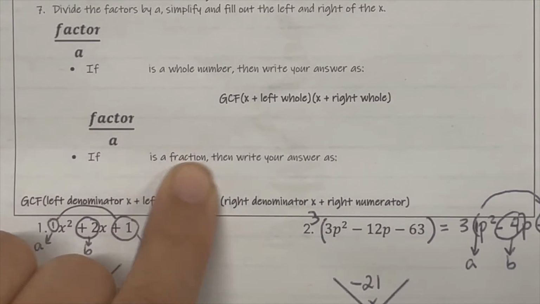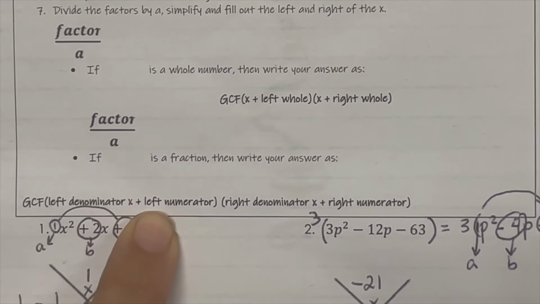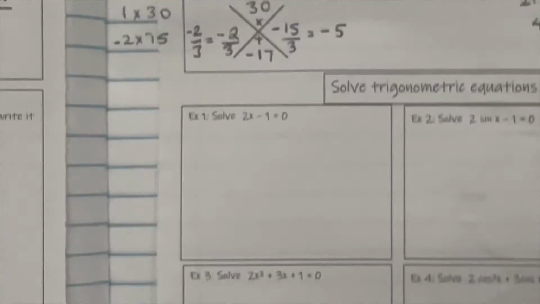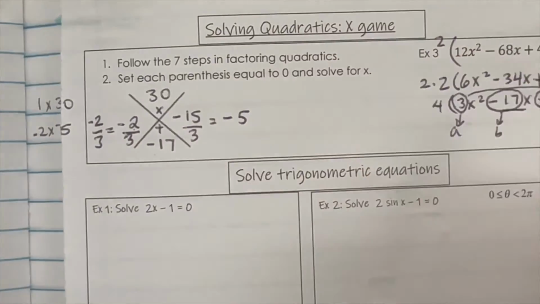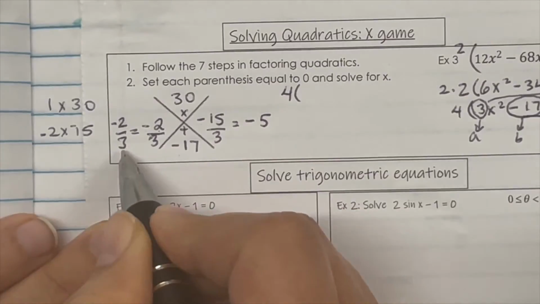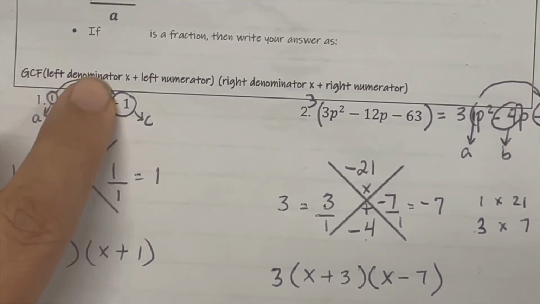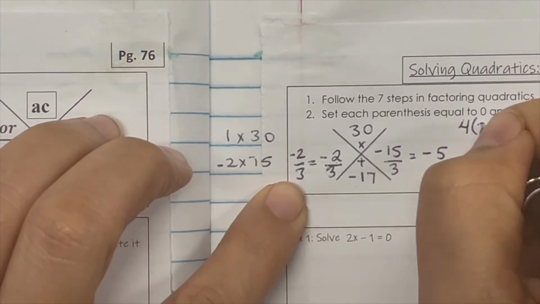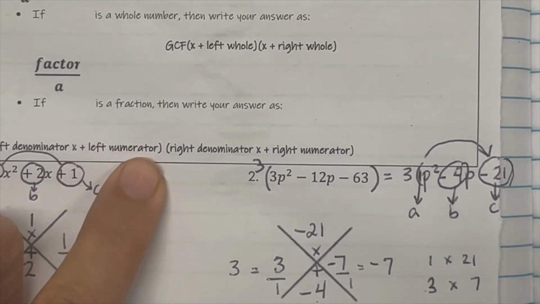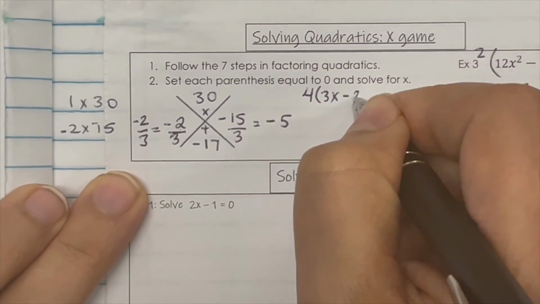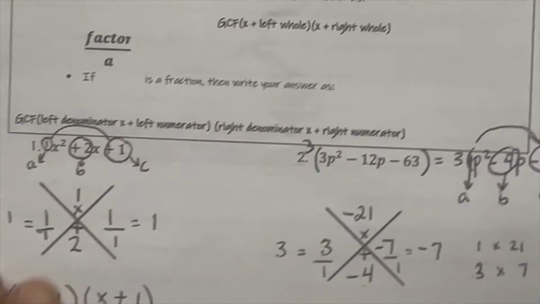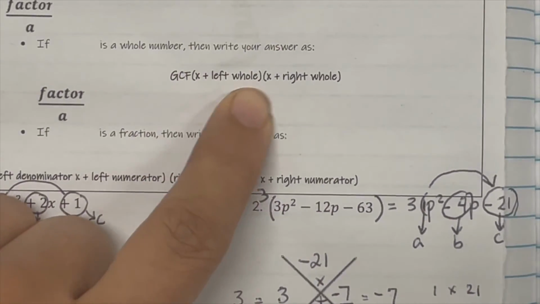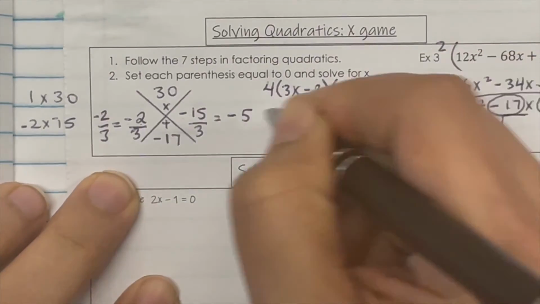If you have a fraction, now we're going to write our answer this way: the GCF, the left denominator, and then x plus the left numerator. So that means your GCF, which is 4, the left denominator, which is 3, and then x, and then your left numerator, which is minus 2. On this other side, I have a whole number, so it's just x plus the right whole number. So it's x minus 5.